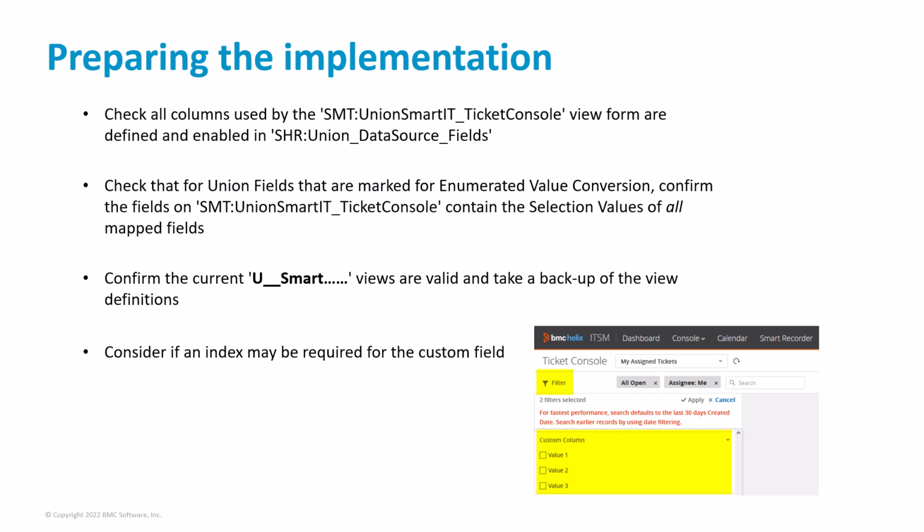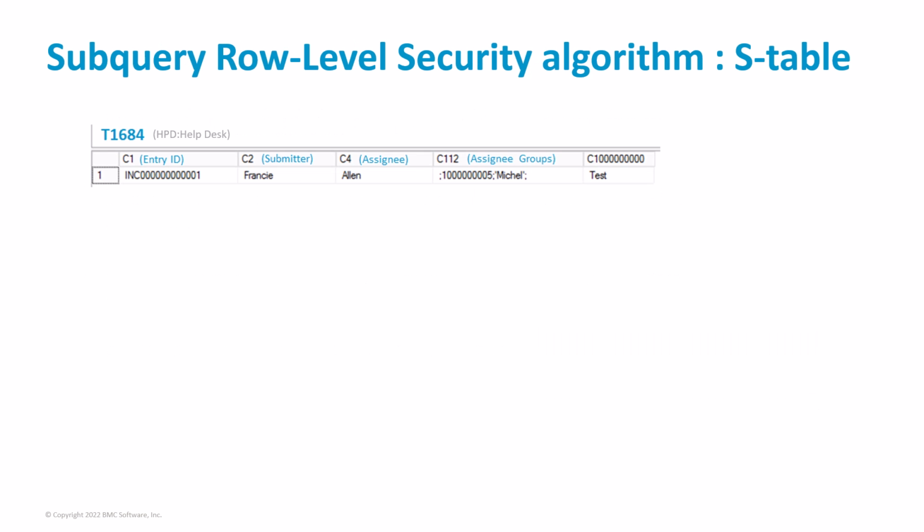Next to adding custom columns, another change that is frequently implemented for the Ticket Console is changing the row-level security algorithm to Subquery, with the aim to improve performance for the console. Earlier row-level security algorithms used data stored with the main request data in the T-table of the form to check for user access to that record. For example, when a restricted user searches the incident form, that user's login ID, groups, and roles will be checked against data like submitter, assignee, and assignee groups stored in the T-table of the help desk form to see if the user should have access to that request.